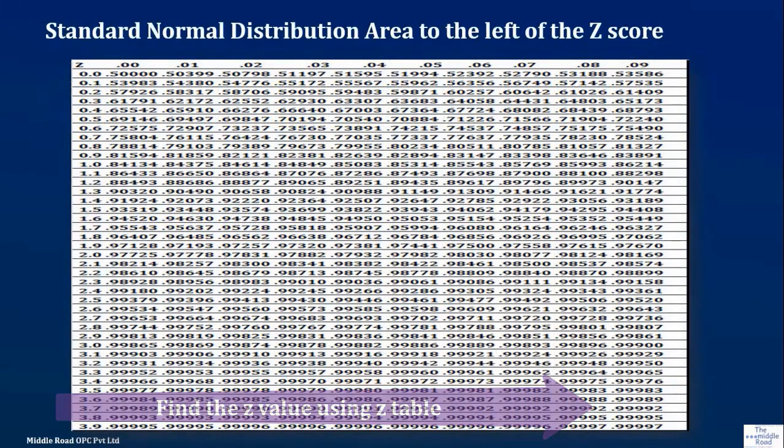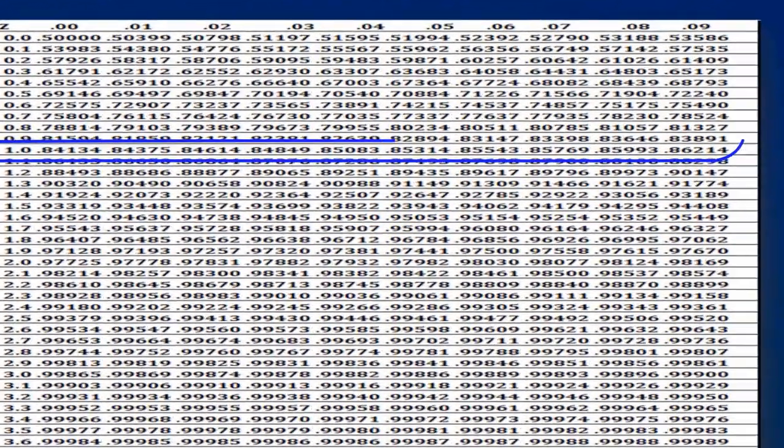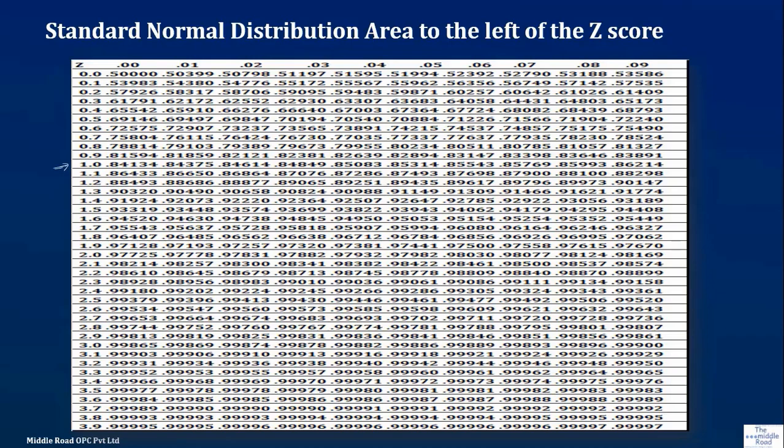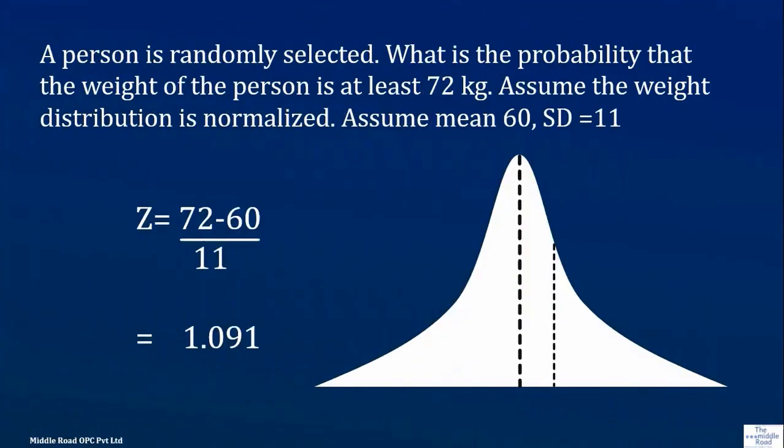Looking at 1.09, I'll first go and find out where 1 is. Once I've got the figure of 1, look at the column. If I look at the column, I get this as 0.86. So now we have 1.09. It corresponds to 0.86214. I'm given the area which is on this side. This is the area which I'm given. This is not the area which I want.